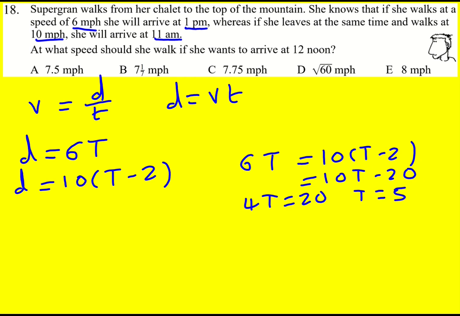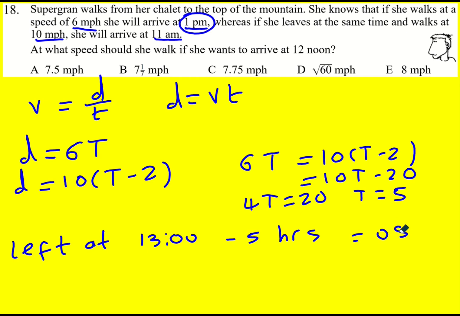So remember, that is the time taken when she walked 6 miles an hour and arrived at 1 p.m., which means she left at 1 p.m. minus 5 hours. So 1 hour would get us to 12 midday, another 4 will get us to 8 in the morning. And furthermore, because t is 5, we can work out what d is. It's 6 times t, so it's going to be 30.